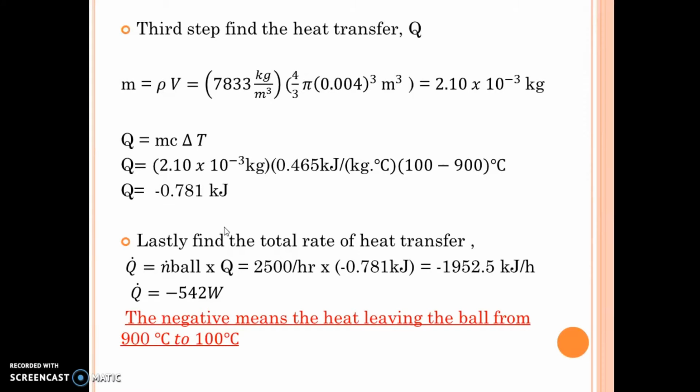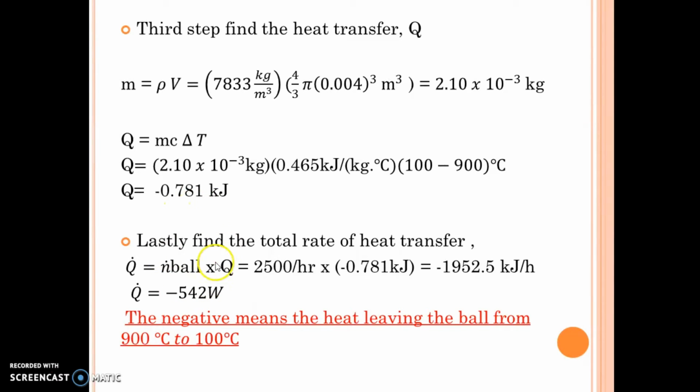And lastly, the question wants us to find the total rate of heat transfer for the balls. So this is the formula that we use. We find Q dot equals n dot of the ball times Q. So this is the value that we get, which is 2500 per hour times negative 0.781 kilojoule, and then we get this heat transfer, negative 1952.5 kilojoule per hour, which is equal to 542 watts.